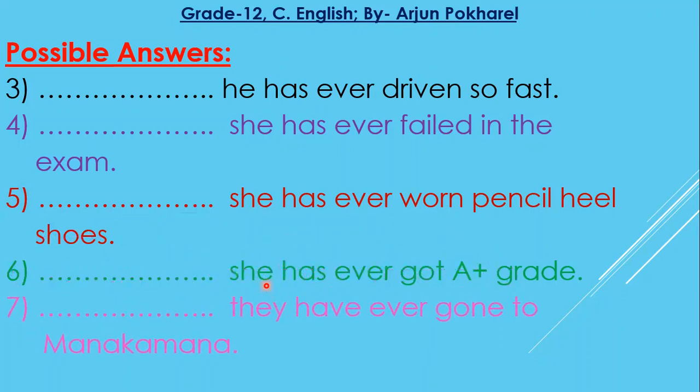In the same way, question number 7 can be answered. I hope they get there all right. It may be your parents who worry about you because you have gone somewhere. So, this is the first time they have ever gone to Manakamana. This is about the Eastern book.